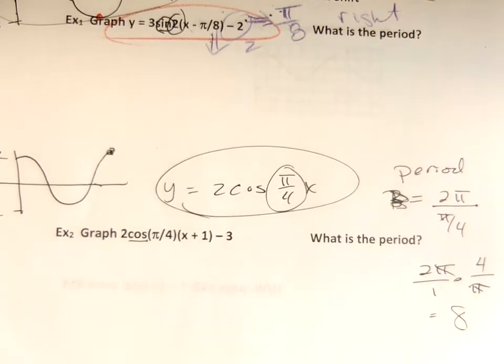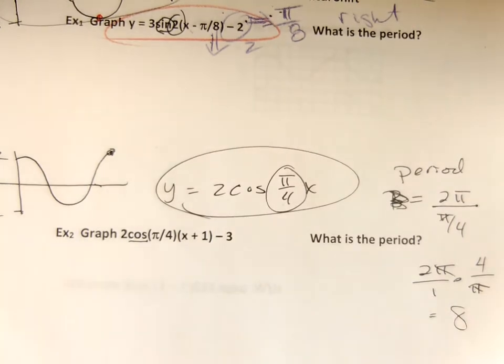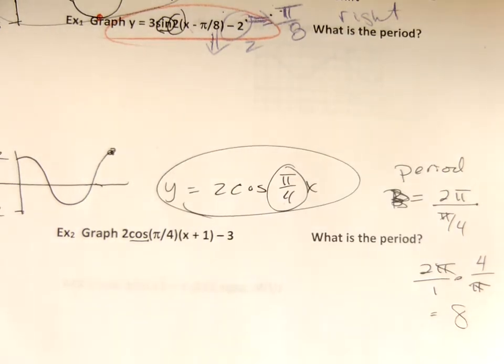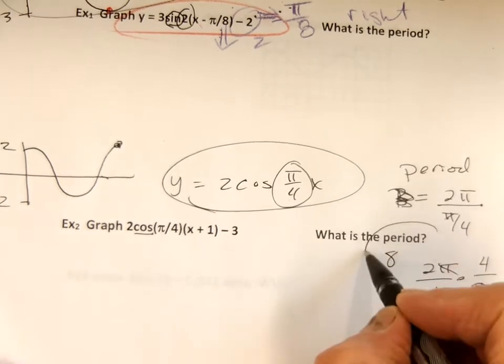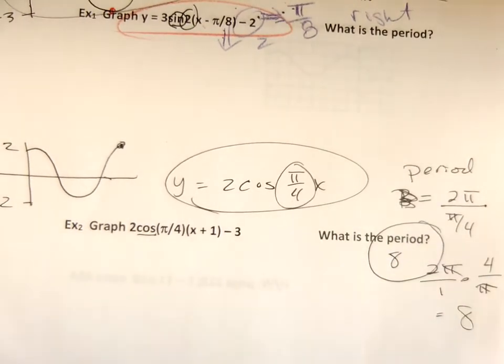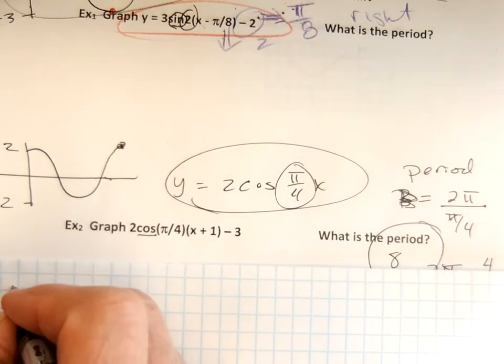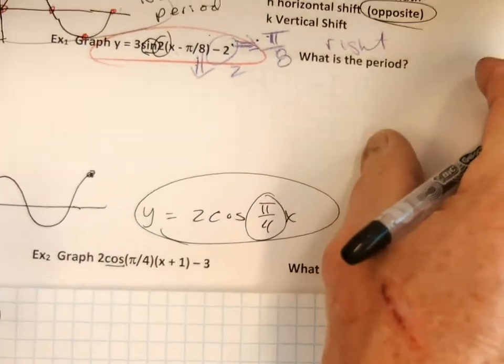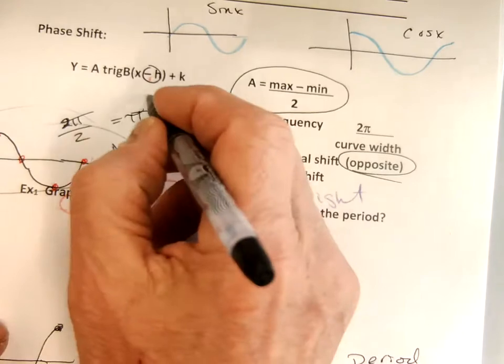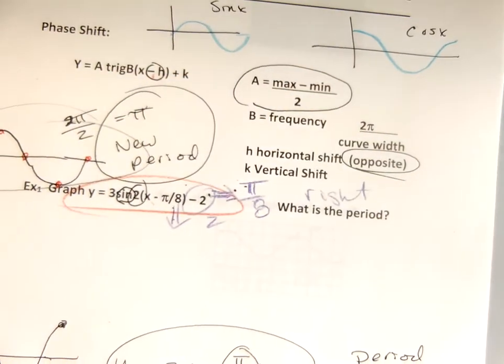Not 8 pi, but just 8, just like the number 8. So when I do my axes, I'm going to do my axes in terms of ones. So my period is 8. What was the period on the last one? It was pi. Good question. Keep asking, Carly.